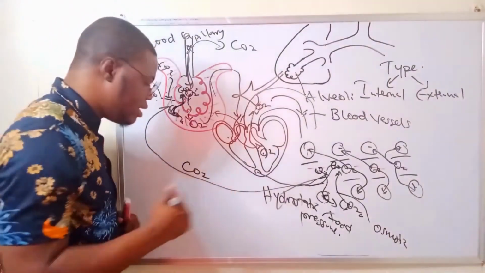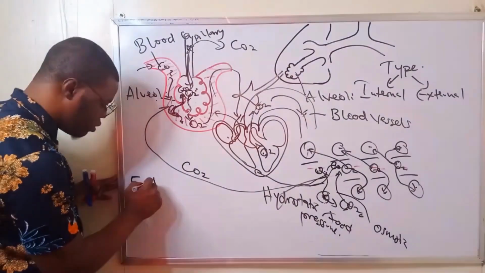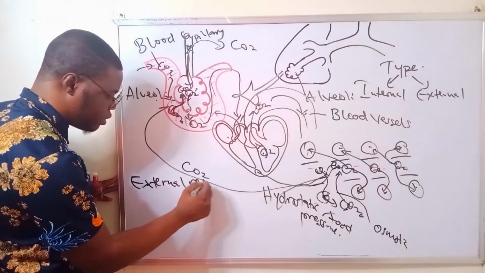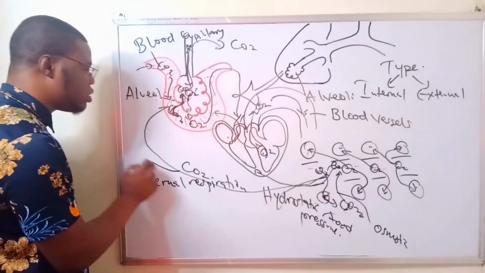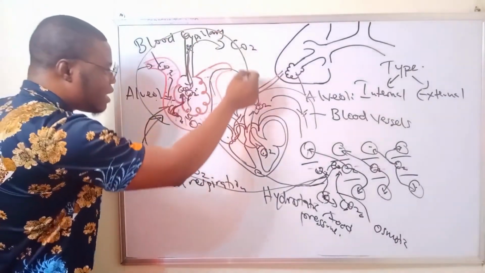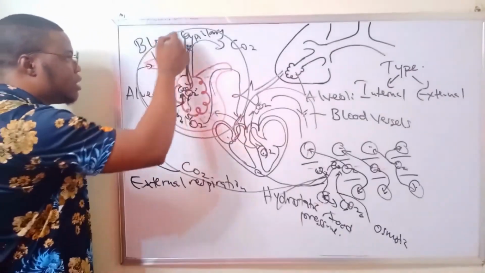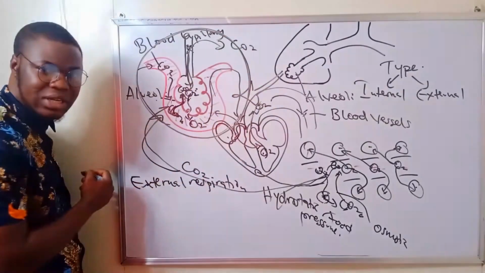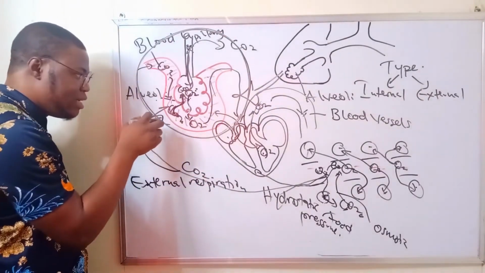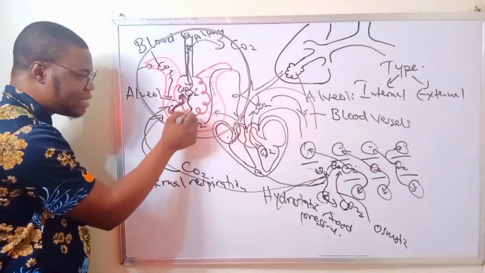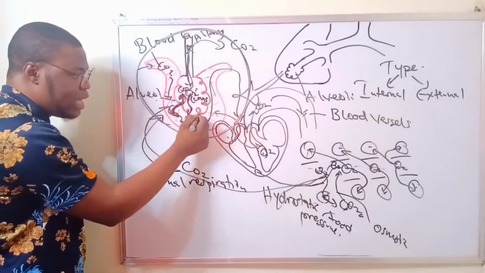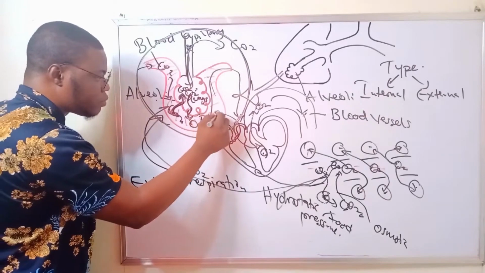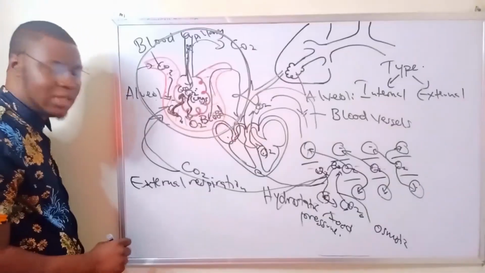Now, to get it very well, let's start with external respiration. It is the kind of respiration that occurs within the lungs. Everything that happens here is what? Is external respiration. Now tell me what happens here. The major thing is that there is an exchange of gases between the alveoli of the lungs here, and the blood, which is inside the blood capillary.